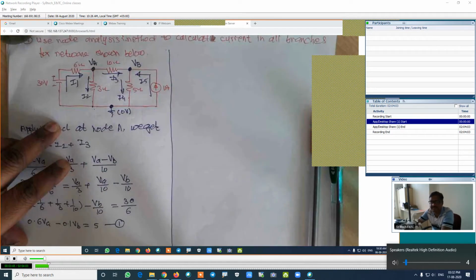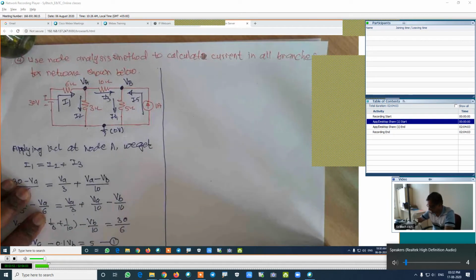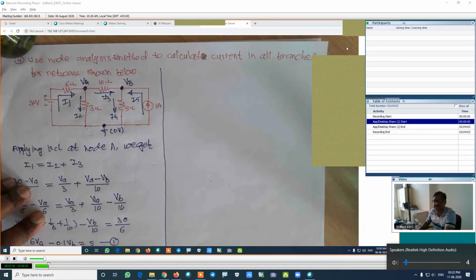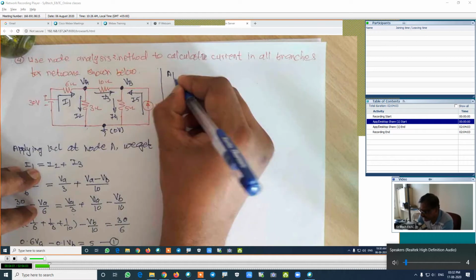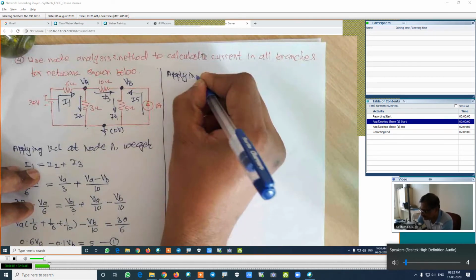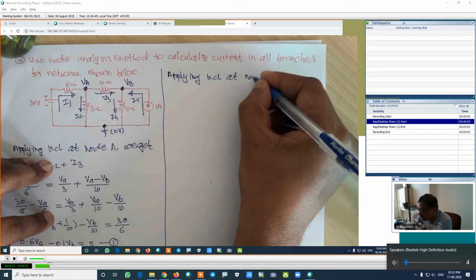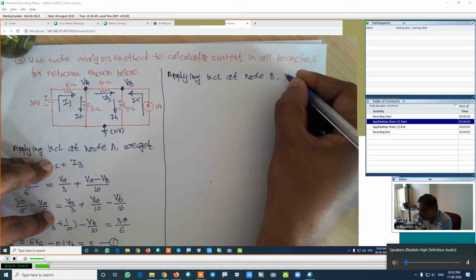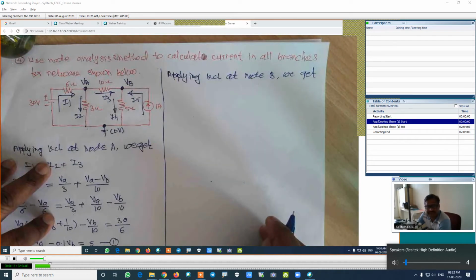Now that we have equation number 1, in a similar way we will apply the KCL at node B and find its value. Is it right? We will apply the KCL, that is Kirchhoff's current law, at node B and prepare the second equation. Now I will write the same. Here, applying KCL at node B, we get.